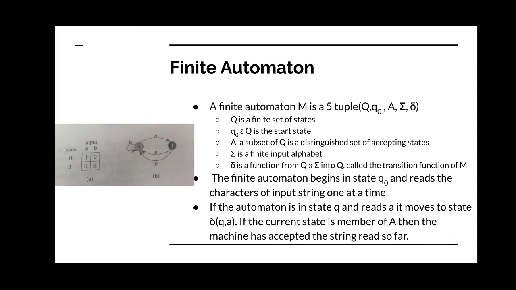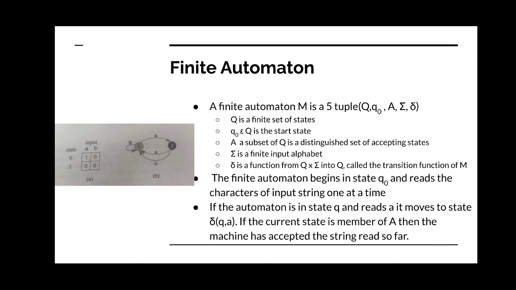The finite automaton begins in state q0 and reads the characters of the input string one at a time, and then transforms itself from one state to another state. If the automaton is in state q and reads a, it moves to state delta of q comma a. And if the current state is a member of the accepting states A, then the machine has accepted the string read so far. You have a figure on the left side of the slide.